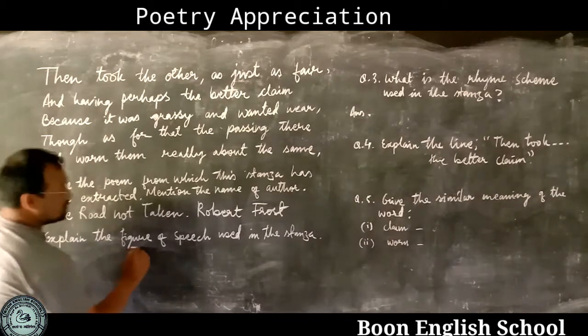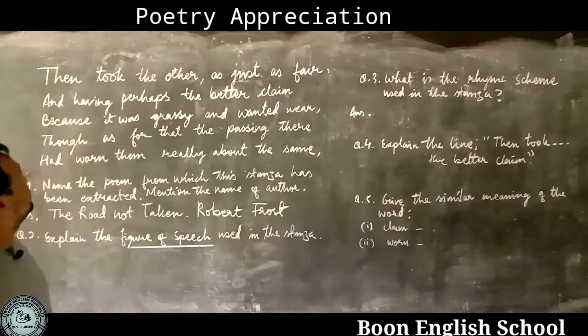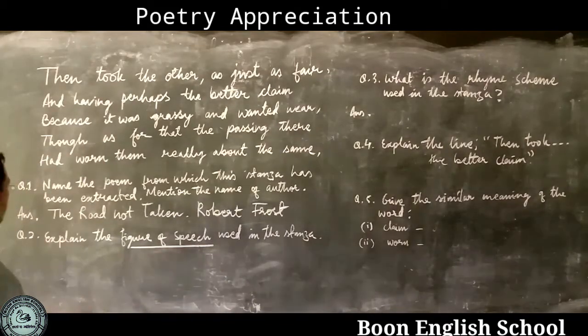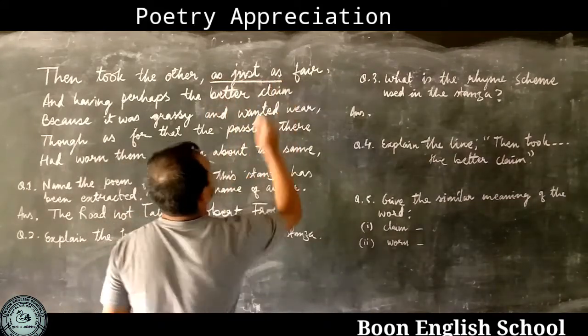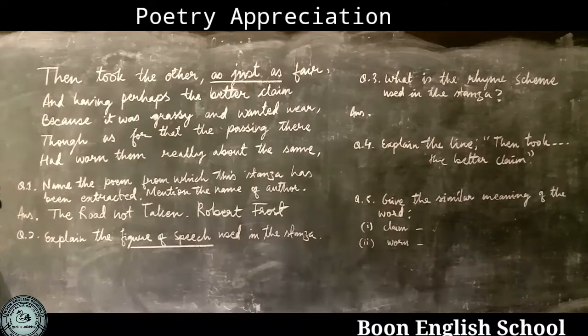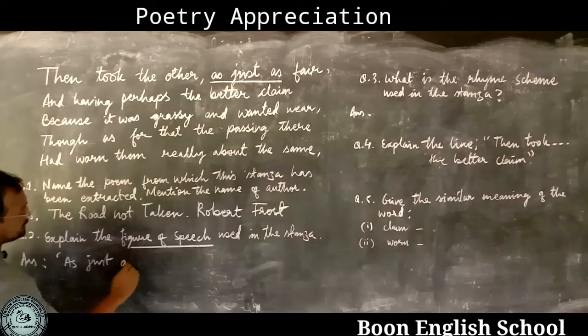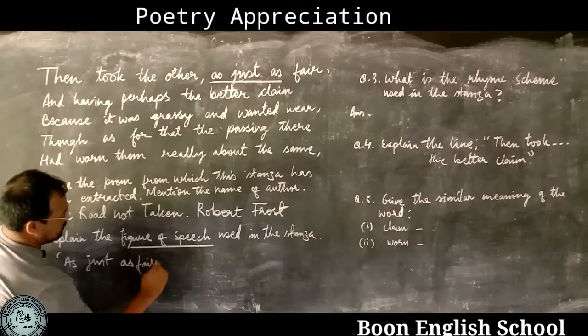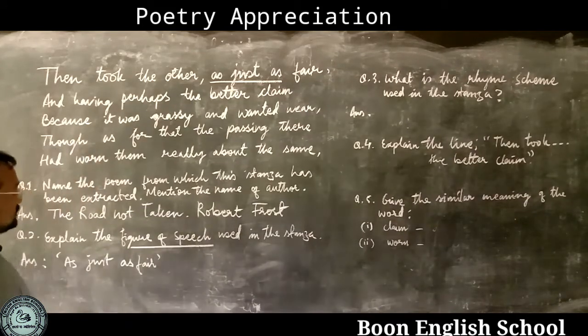What do figures of speech mean here? They are poetic devices without which the poem is incomplete. There are many poetic devices used here, so we will find a few from this stanza, like "Then took the other, as just as fair." Here you can see the word "as" is used in this line. First of all let us point it out in the answer. You just put a quotation mark and write "just as fair." Now first of all you have to tell what figure of speech this is. This is called simile.